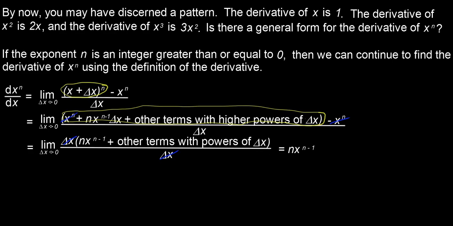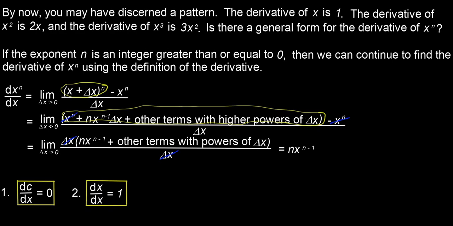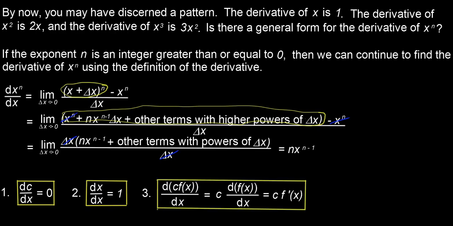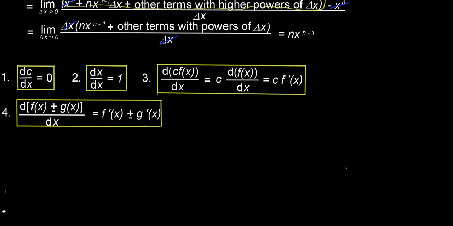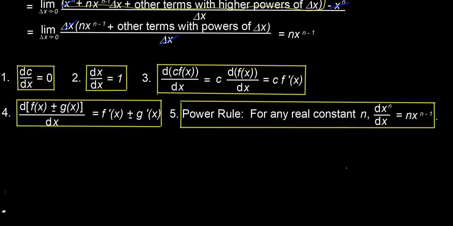So there is the general pattern, and so I want to summarize the shortcuts that we found. The derivative of a constant is 0. The derivative of x with respect to itself is 1. The derivative of a constant times a function is the constant times the derivative of the function. The derivative of a sum or difference of two or more functions is the sum or difference of the derivatives of those functions. And this last thing that we found is known as the power rule.